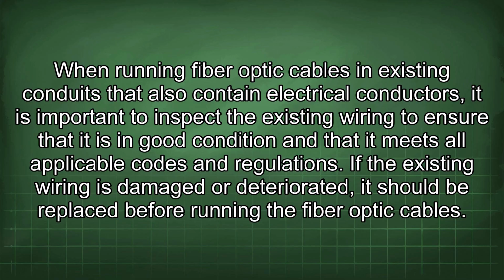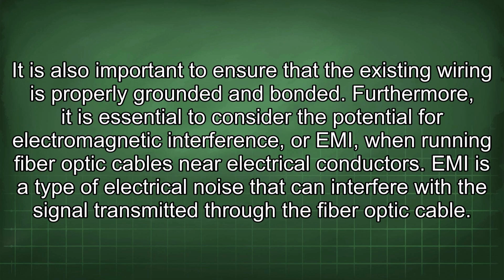When running fiber optic cables in existing conduits that also contain electrical conductors, it is important to inspect the existing wiring to ensure that it is in good condition and that it meets all applicable codes and regulations. If the existing wiring is damaged or deteriorated, it should be replaced before running the fiber optic cables. It is also important to ensure that the existing wiring is properly grounded and bonded.